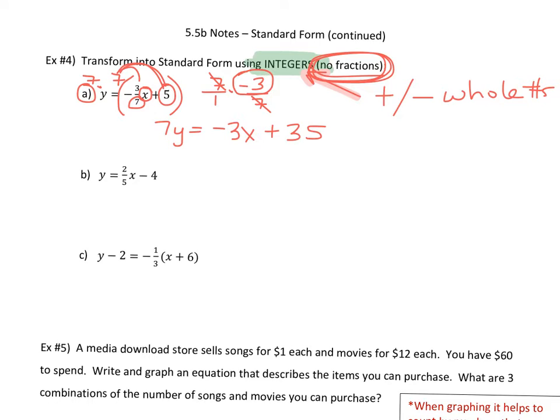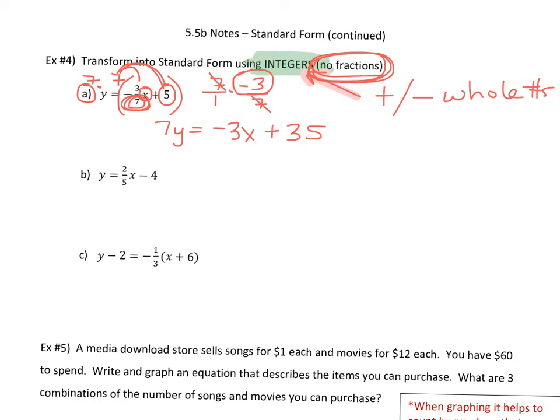Does that make sense? Why 7 though? Because it was our denominator. We want to get rid of the fraction, and the way you get rid of a denominator is if you multiply by that number, you're going to get 1, right? If I multiply something over 7 by 7, I get 1 as my 7 over 7.